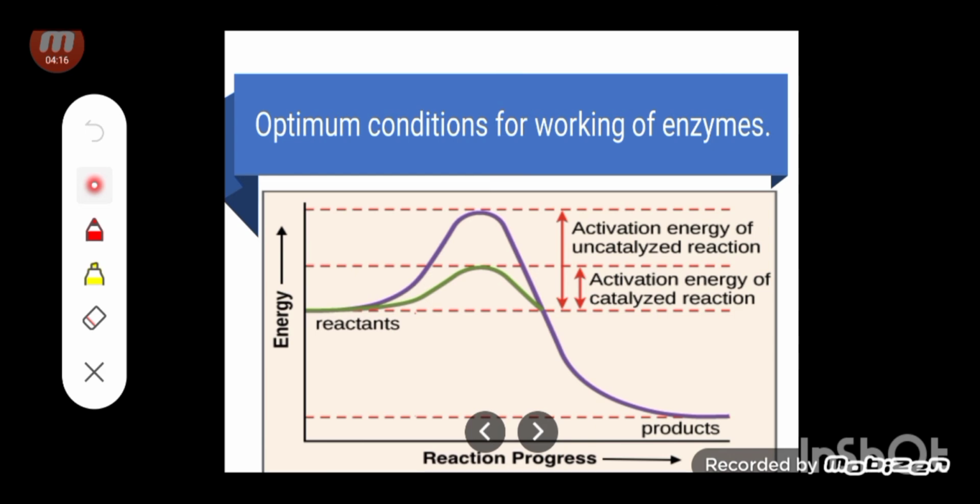Now, as you can see in this green line, this is the activation energy of the catalyzed reaction, when we have added some enzymes. So when we add enzymes, they will lower the activation energy needed for the reaction to occur, and the reaction occurs speedily. It will take less time to start and to proceed. It will proceed quickly. The reaction progresses quickly.